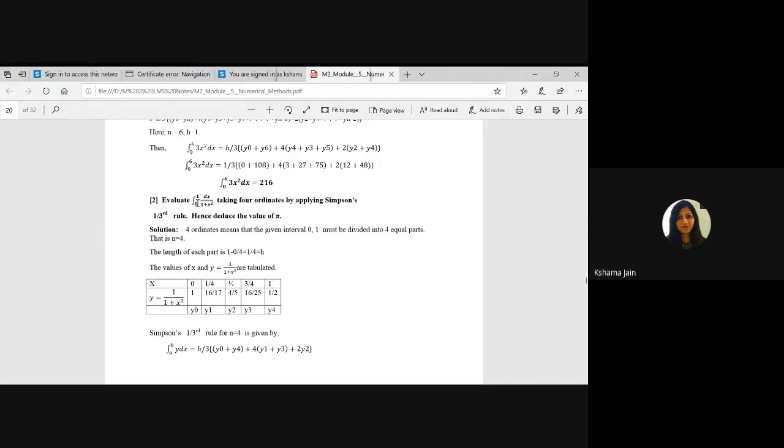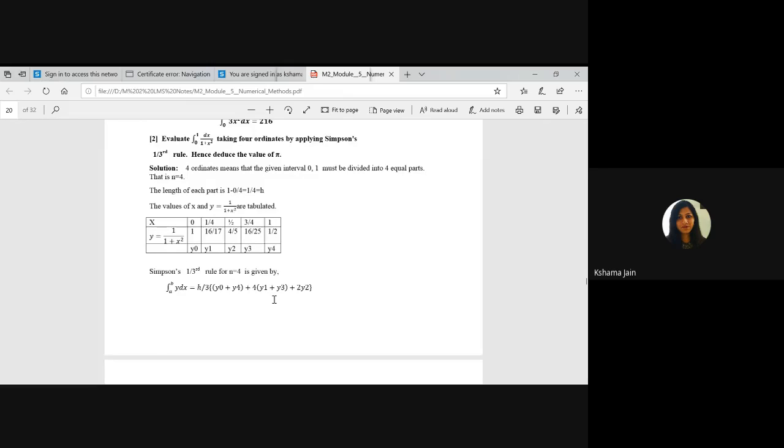Y is the function 1 by 1 plus x square, and in this you will put the values of x. If I put x equals 0, 1 by 1, that is 1. If x is 1 by 4, so x square will be 1 by 16. After calculation, 16 by 17. Like this, we got the values of y's. Put into the formula. That's it.